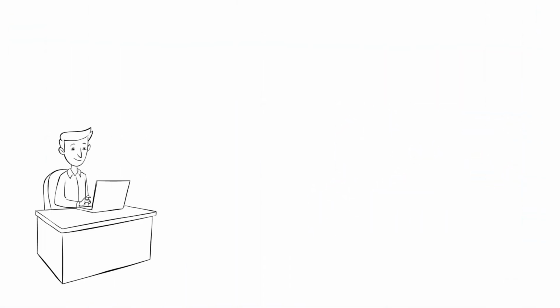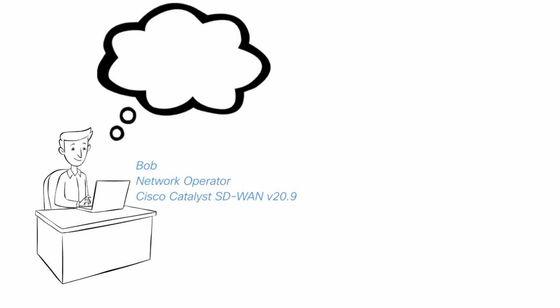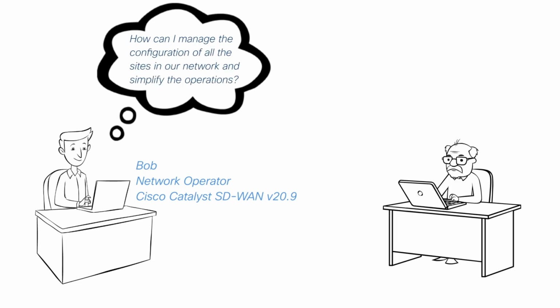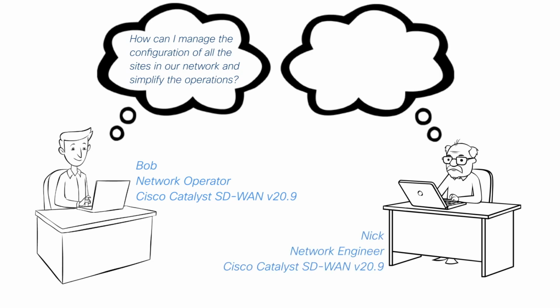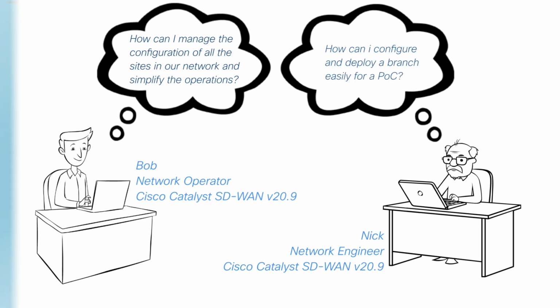Meet Bob, a network operator using Cisco Catalyst SD-WAN version 20.9, who wants to easily manage a large network and simplify operations. Nick, a network engineer also using Cisco Catalyst SD-WAN version 20.9, wants to configure and deploy a branch easily for a proof of concept demonstration.